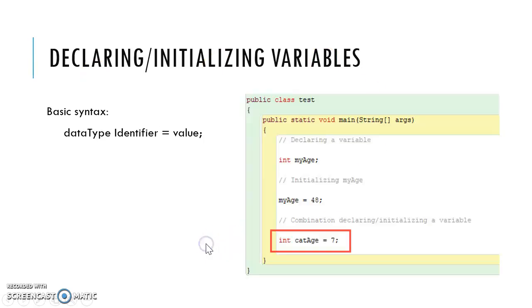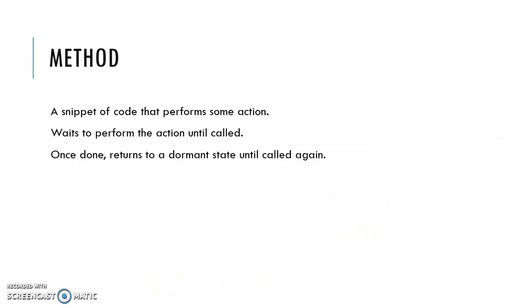So let's see an example of this. Now this is an all-in-one, the one that's highlighted here. Its data type is still int, and the identifier is catAge. We use the assignment operator because we're going to give the variable catAge the value of 7. So we've got int catAge, the assignment operator, the value 7, and the semicolon. If you'll notice, this takes step 1, declaring a variable, and step 2, initializing the variable, and combines them into one step.